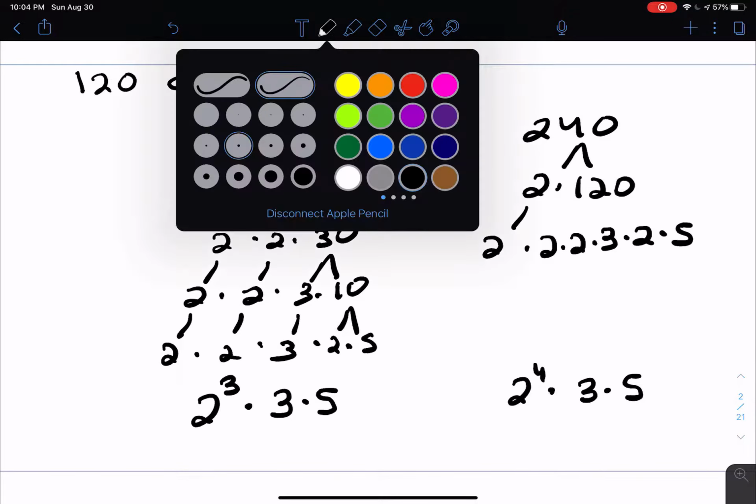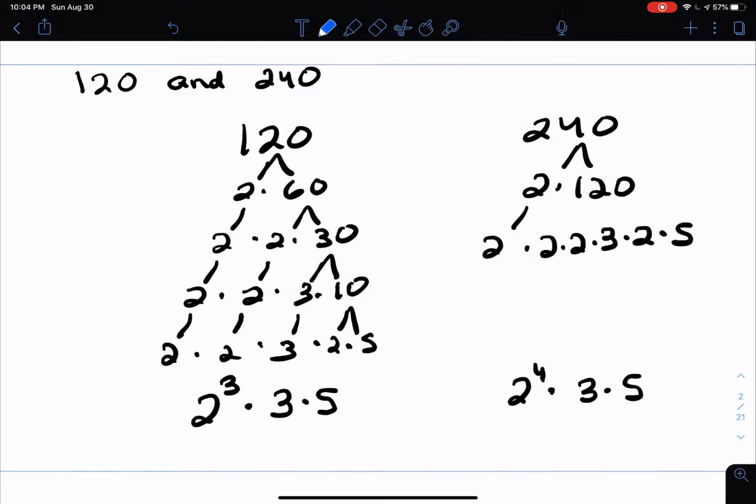All right, so I've got a lot of stuff in common here. I do have a 3 in common. So a GCF, they're both 3, so I'm going to use the 3. I have a 5 in common, so I'm going to use the 5. And then with the 2's, one of them is 2 cubed and the other is 2 to the 4th. So remember, we're going to go with the lower exponent. We're going to go with the 2 cubed.